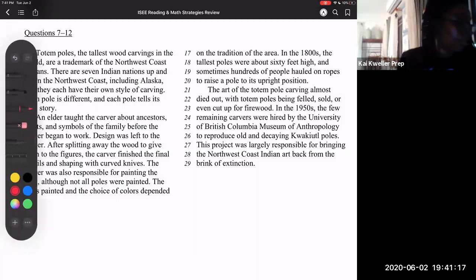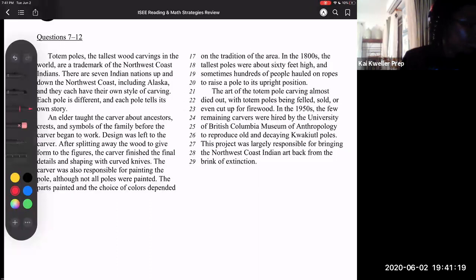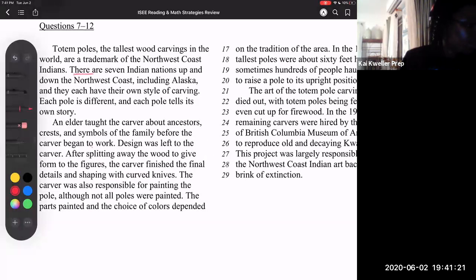This was giving an idea what the passage was about: the nation's tribes, and they make poles. Yes. So we have a cute little summary. And then Kai, I'll let you take it from here, but enjoy.